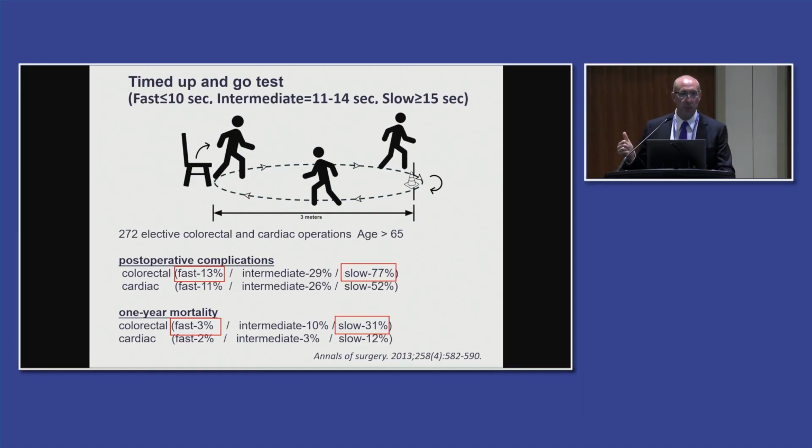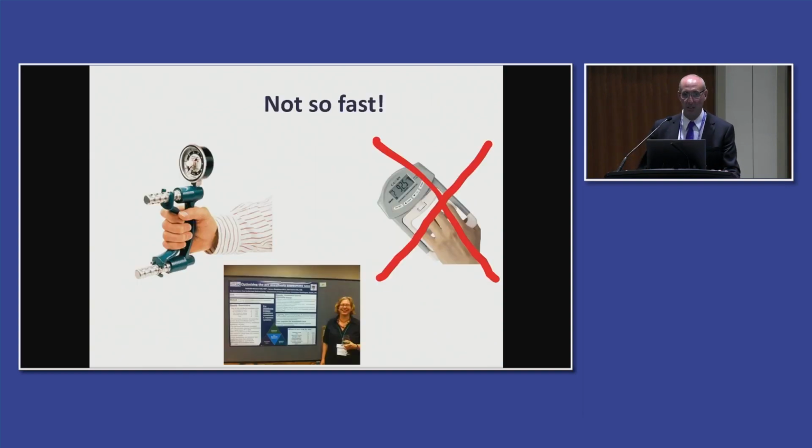So he took cardiac patients and he took patients for colorectal surgery. I want to highlight the colorectal patients because the effect size is amazing to me. The definition is very simple: fast is less than 10 seconds, slow is more than 15 seconds. In those who were fast, the rates of complication and mortality were 13 and 3%. In those who were slow, the rates of complication and mortality were 77 and 31%. Simple, quick, informative.